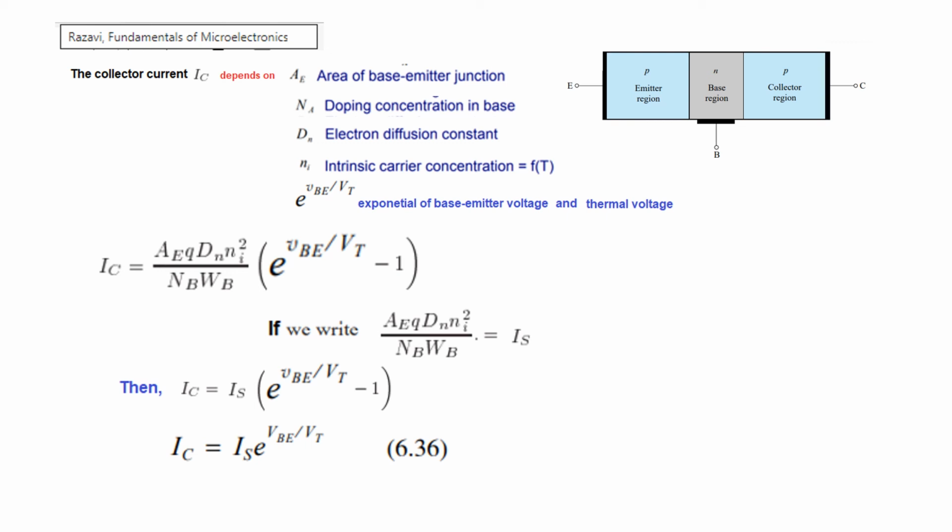Now I have a reservation about calling IS the saturation current, because I think this is slightly confusing. So it is better to call it scale current, because this has the scaling value. The moment the temperature rises, IS varies tremendously, and so this has a scaling effect. Therefore it is better to call it scale current. So I hope this satisfies some of the curious minds. Thank you.